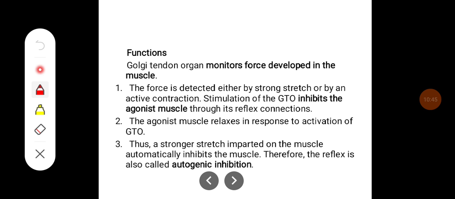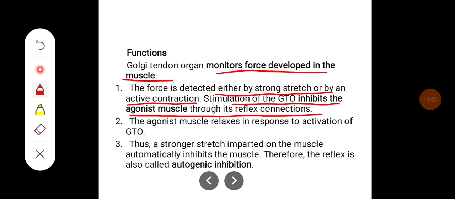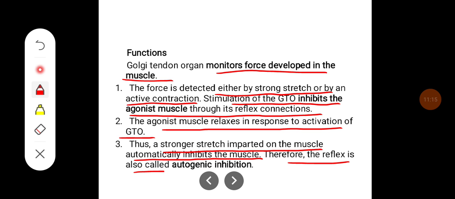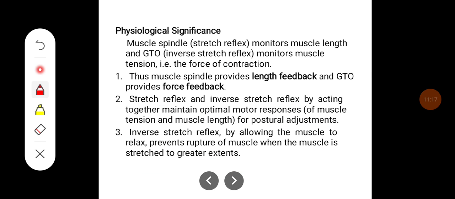The Golgi tendon organ monitors the force developed in the muscle, that is its function. The force is detected either by strong stretch or by an active contraction. The stimulation of the Golgi tendon organ inhibits the agonist muscle through its reflex connections. The agonist muscle relaxes in response to activation of Golgi tendon organ. Thus, a stronger stretch imparted on the muscle automatically inhibits the muscle. Therefore, the reflex is also called autogenic inhibition.